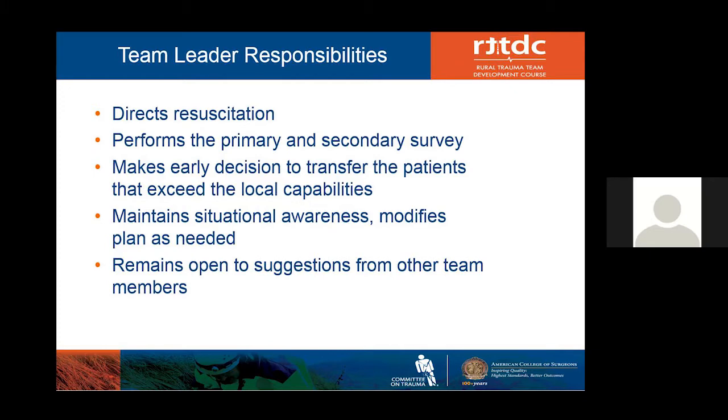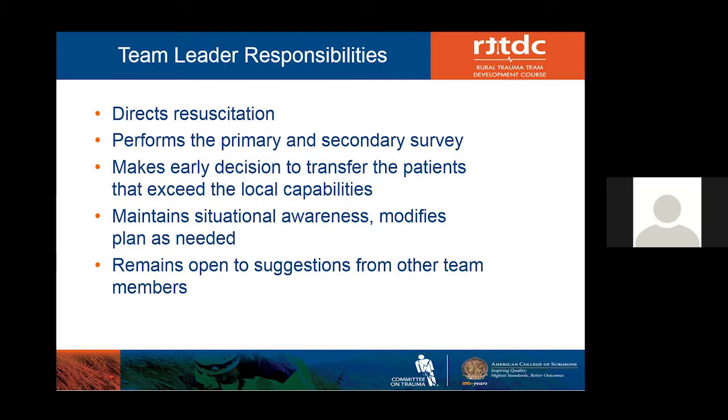The team leader is going to direct the resuscitation. Now, when we're teaching ATLS at a trauma center, the team leader is typically the conductor of the orchestra. They're going to stand back and watch the big picture and tell everyone what to do. But in a small facility, you don't have that luxury. Your team leader is going to be the most clinically experienced person in the room, and they're going to have to perform the primary and secondary survey as well as direct the resuscitation.